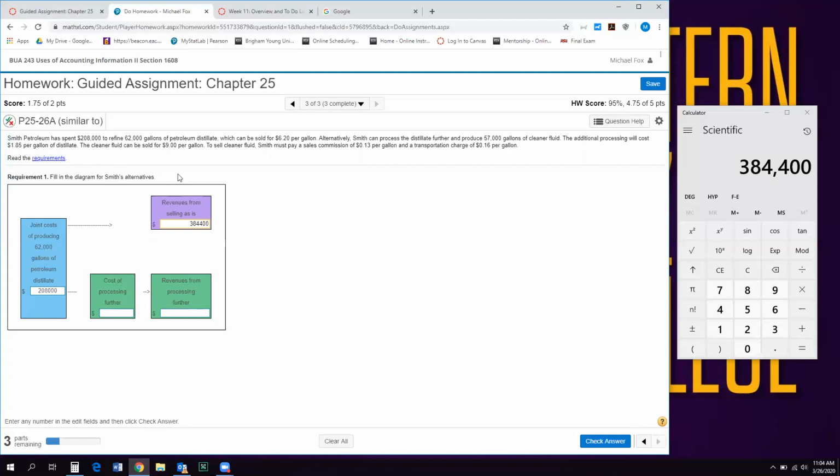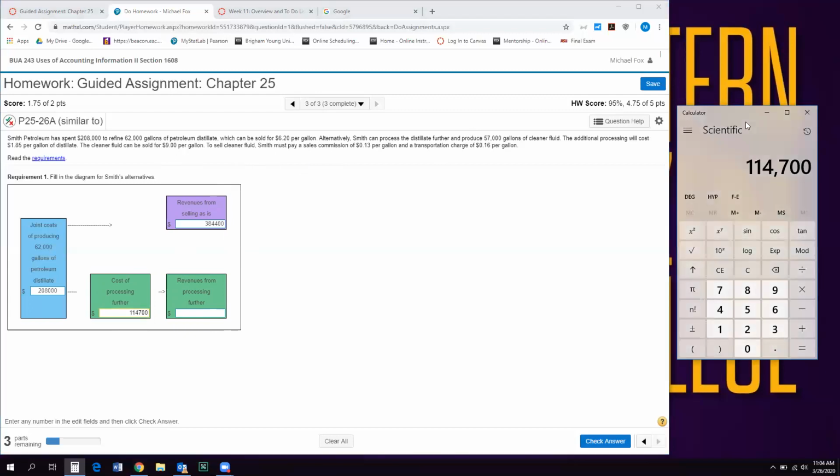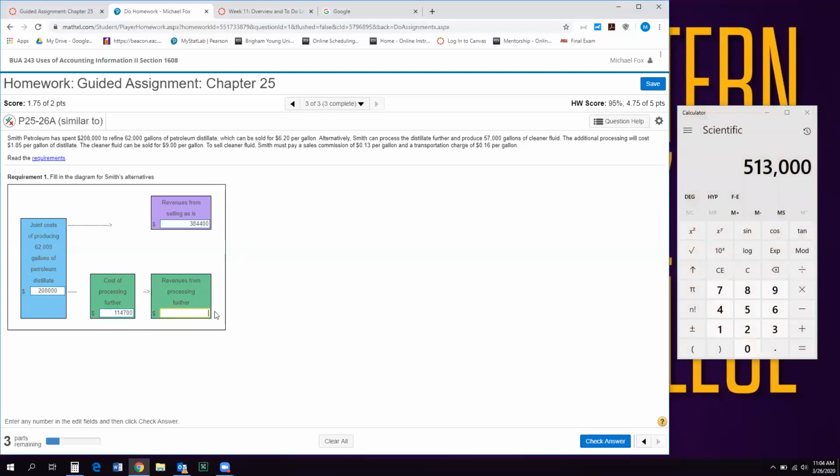Our cost of processing further would be $1.85 per gallon of distillate. So $1.85 times 62,000 gallons of distillate, which is $114,700. And then our revenue from processing further would be that we could sell the 57,000 gallons of cleaner fluid for $9 per gallon, $513,000 in revenue.